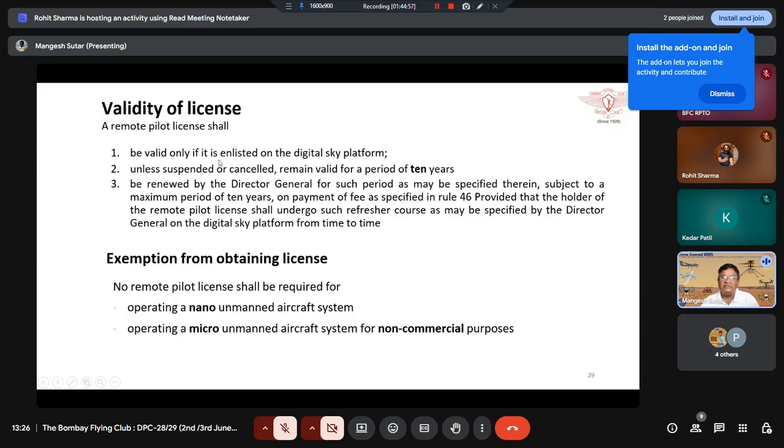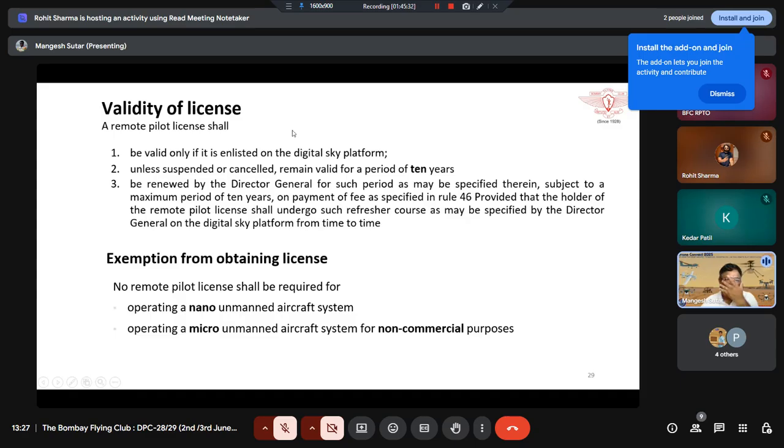In case it is suspended or cancelled, or they have some objections about your license, you can always apply and justify. If they are satisfied with your answer, they may revoke the suspension, or they may suspend or cancel your license completely. Okay, if you complete 10 years, it can be renewed after a refresher course, and we will again reapply for your renewal, like how we normally do it for our driving license. The same thing goes for this license also.